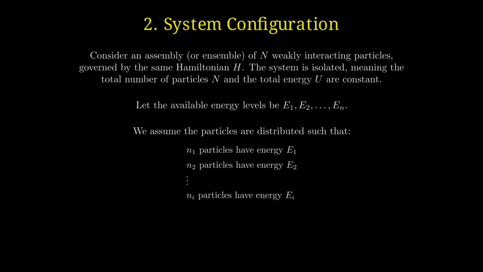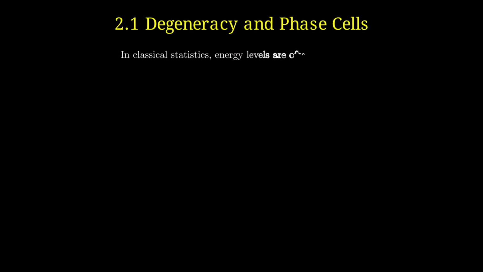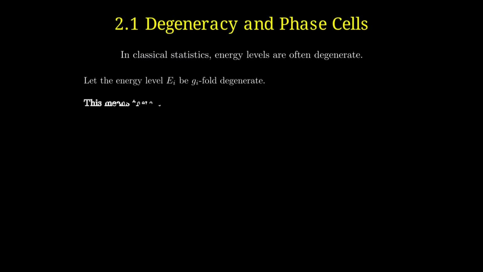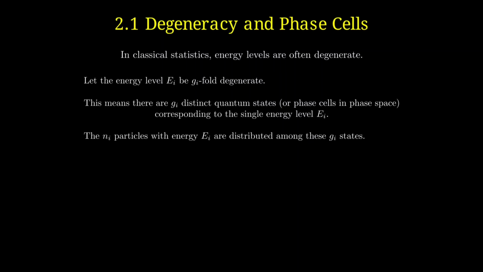In the classical statistics, energy levels are often degenerate. Now what does this mean? Let the energy level Ei be gi-fold degenerate. This means that there are gi distinct quantum states, or equivalently gi phase cells in the phase space, all corresponding to the single energy level Ei. So the Ni particles with energy Ei are distributed among the gi available states. This degeneracy is crucial for counting the number of microstates.